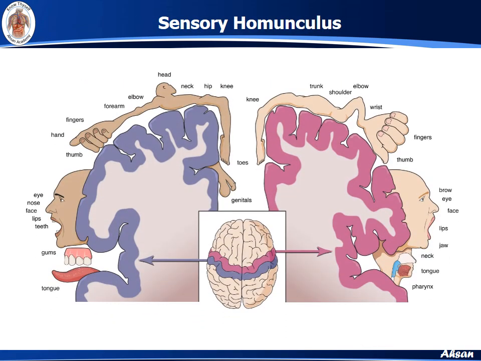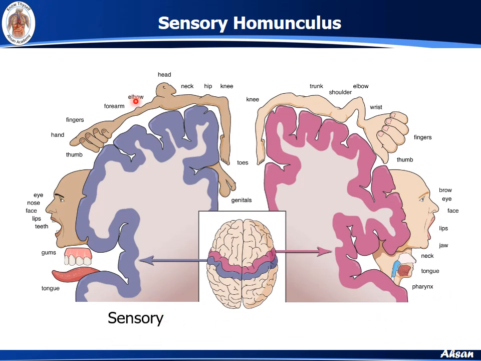We can draw a homunculus in the same form as the motor one. In this case there is some variation, and this is known as the sensory homunculus, meaning a distorted figure of the human, maintaining the proportion of the area supplied or receiving the sensation. So the body becomes a bit distorted, and this is known as the sensory homunculus.